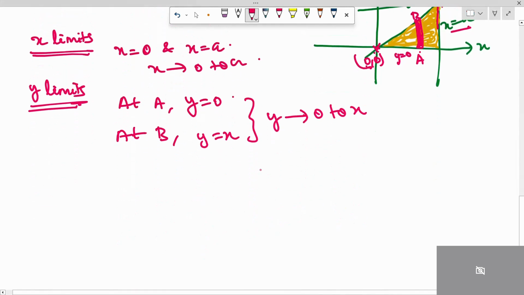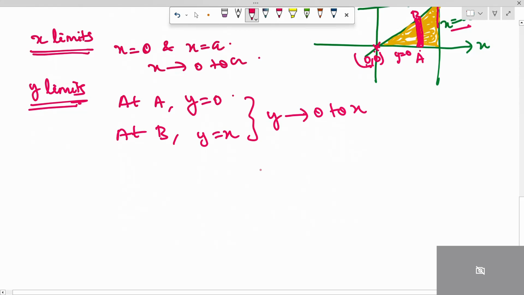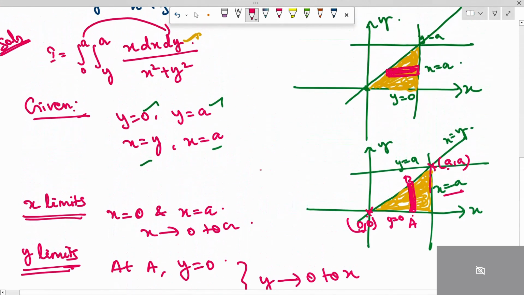Now hereafter we can integrate easily. Actually the second diagram alone is enough for you. For your understanding purpose only I am giving these two diagrams. Actually the second diagram alone is enough for you.